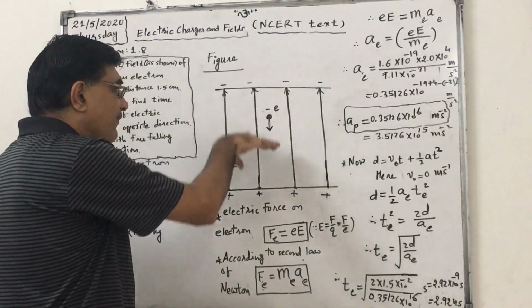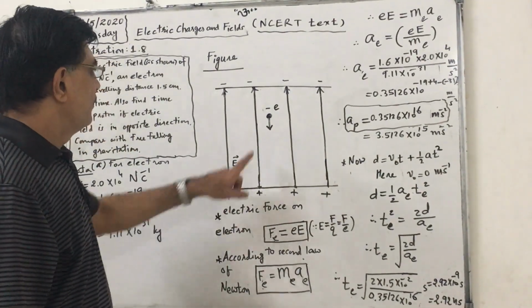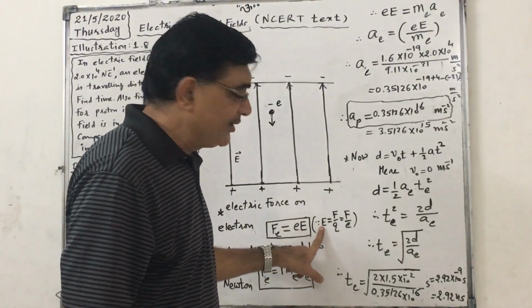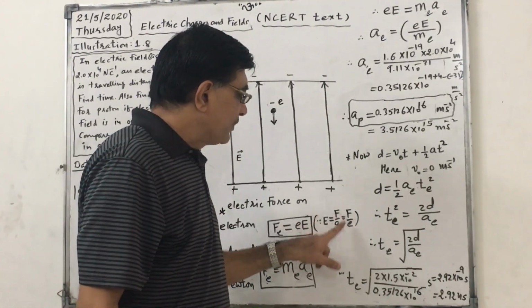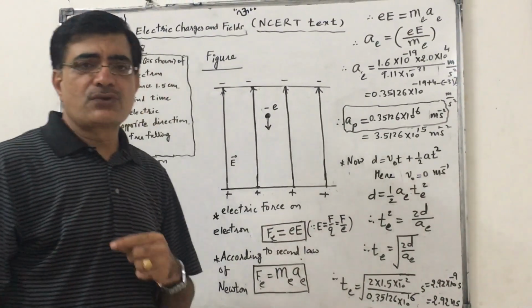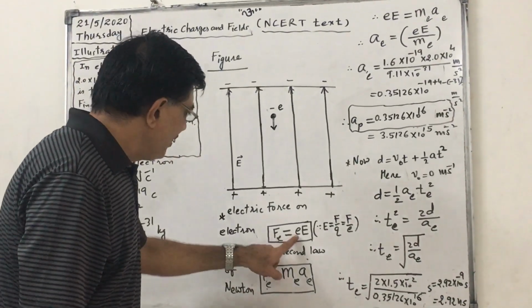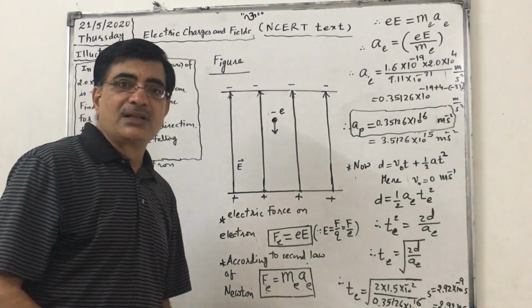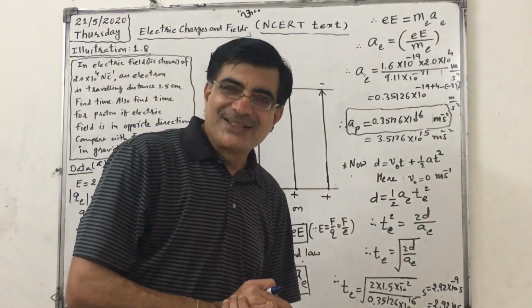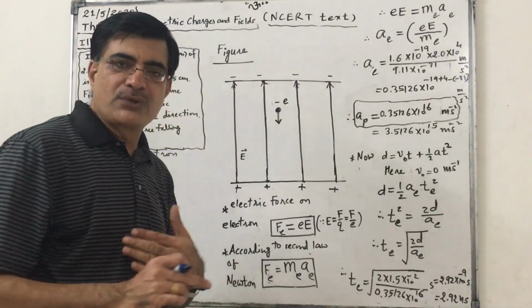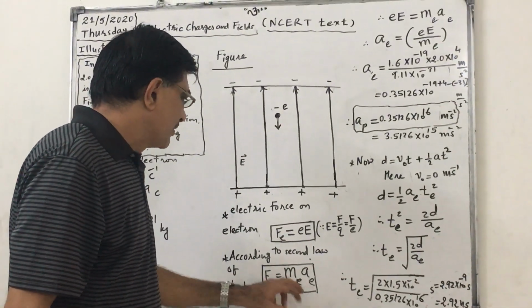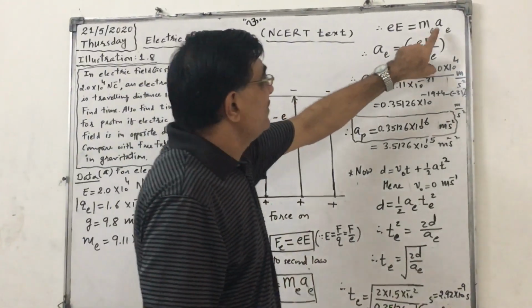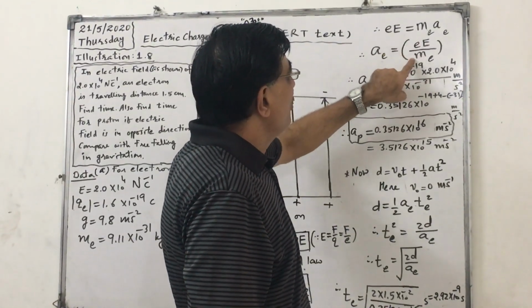Electron is falling. Now the force on electron, according to the electric field intensity definition, intensity equals force upon charge. So force equals charge into intensity. So eE is the force on electron. But according to Newton's second law, force equals mass into acceleration, so F equals m a, and we can write m_e a_e. Comparing these two, eE equals m_e a_e. Therefore, acceleration of electron equals eE upon m_e.